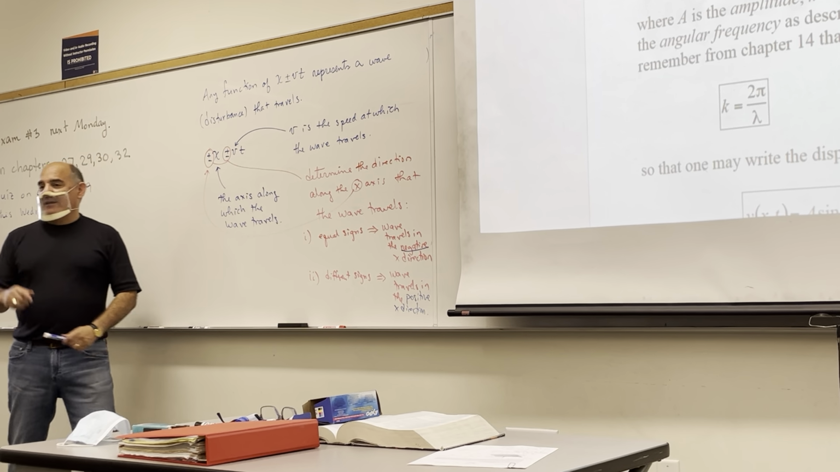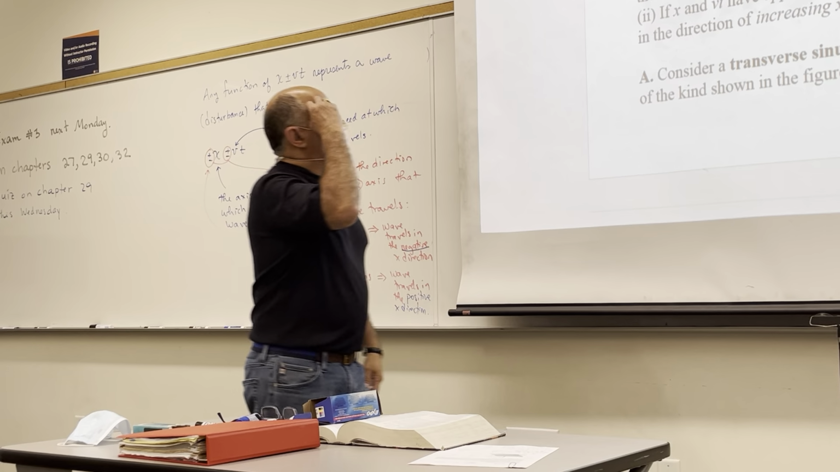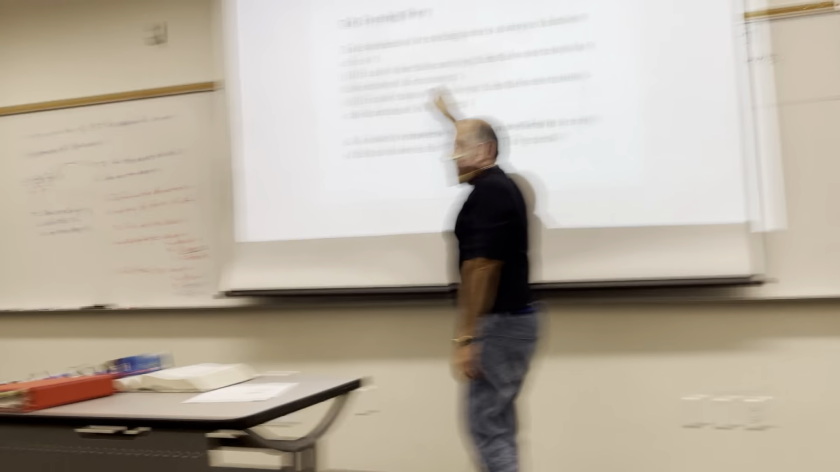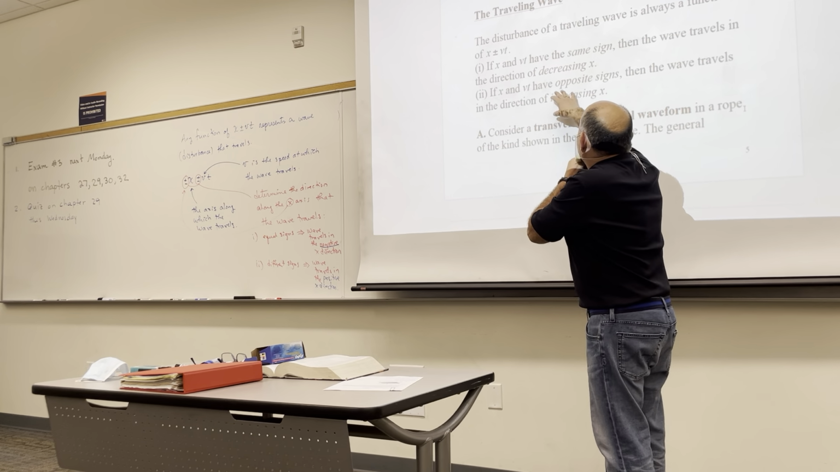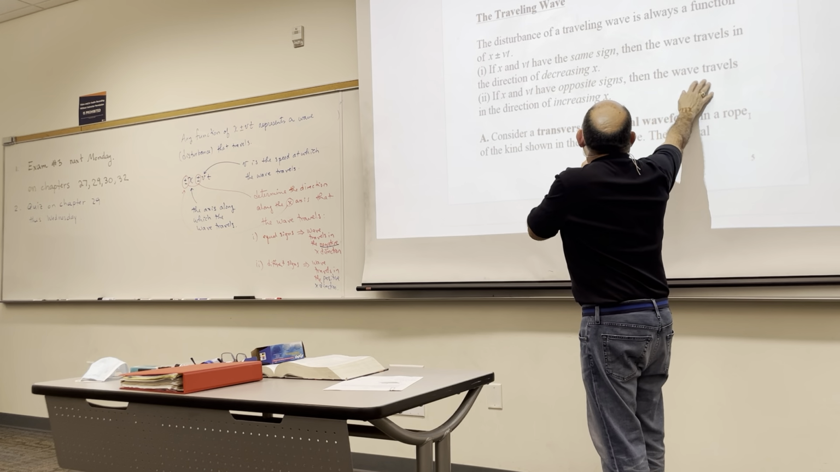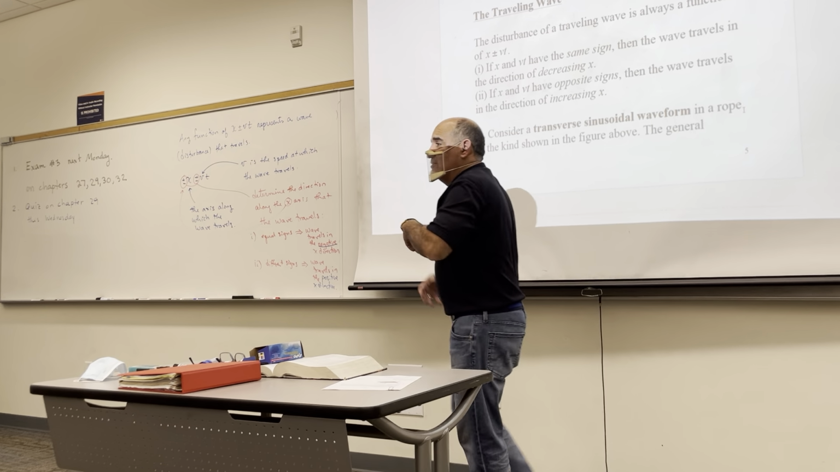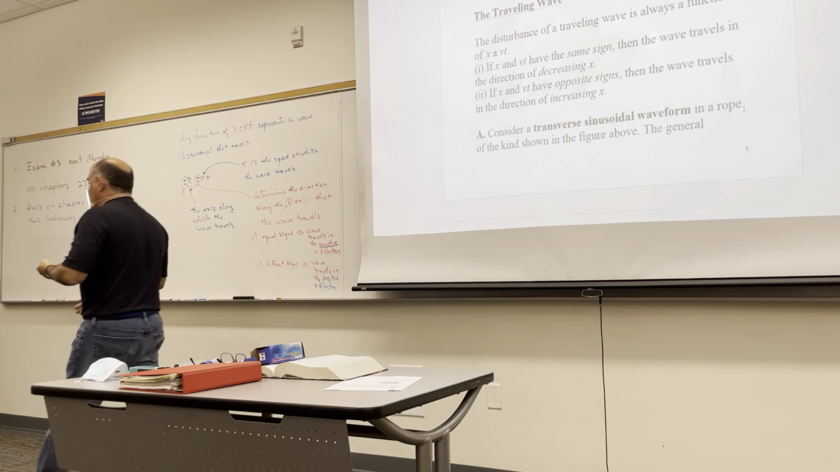So, those of you who took a course from me for 185, I have a statement in there to that effect. Here it is. I wrote, this is from chapter 15, if x and vt have the same sign, plus plus or minus minus, then the wave travels in the direction that x decreases, that's the negative x direction. But if x and vt have opposite signs, then the wave travels in the direction that x increases, that's the positive x direction.